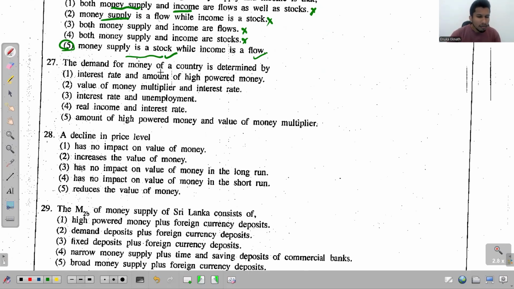The demand for money of a country is determined by... Once again, the demand for money of a country is determined by... So if you remember the determinants of money demand, you can easily find the correct answer for this one. Wait, I'll show you the determinants of money demand.